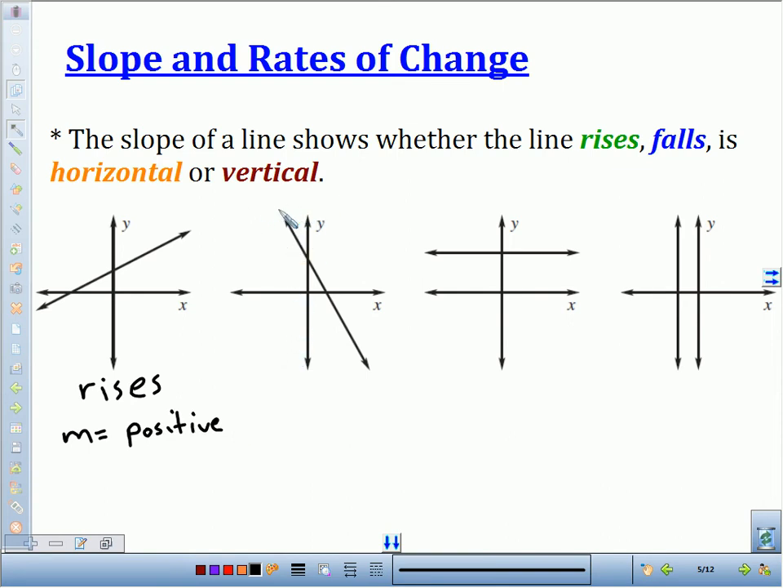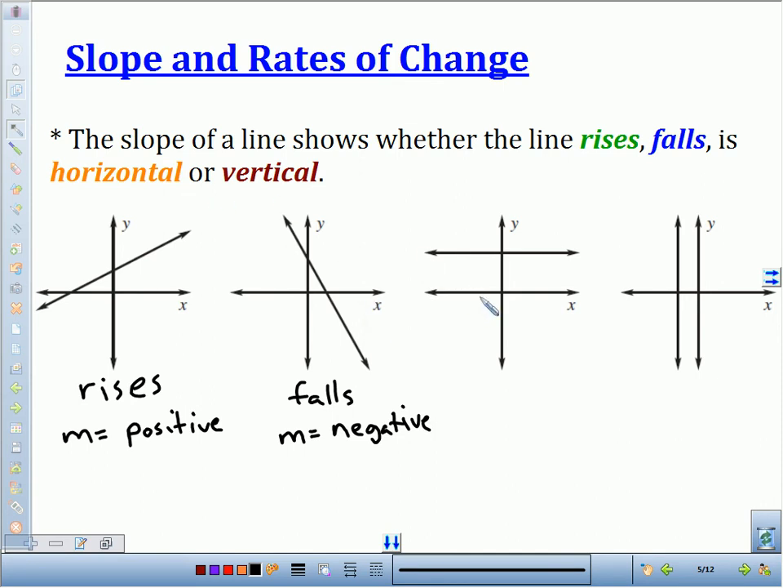In our next example, we see that the slope going from left to right is falling. If the slope falls, that tells us that m is going to be negative. Doesn't matter what the number is, we don't know that, but we do know that that number is going to be negative.